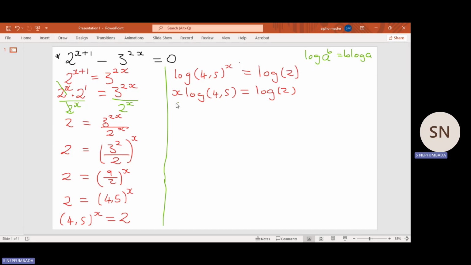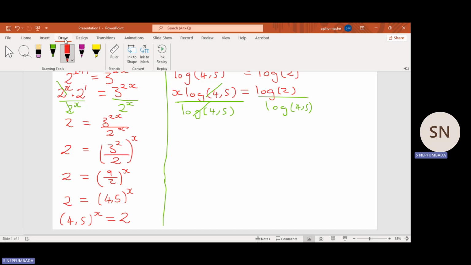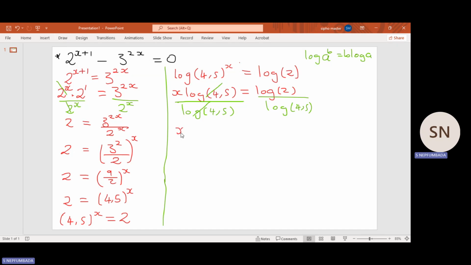By doing so, we have to divide by everything that doesn't have x. We're going to divide both sides by log 4.5. Then this one and this one cancel each other. Then we have x equals log 2 divided by log 4.5.